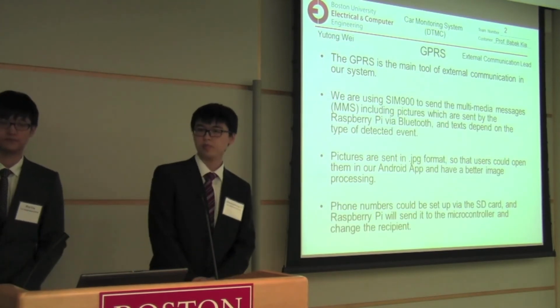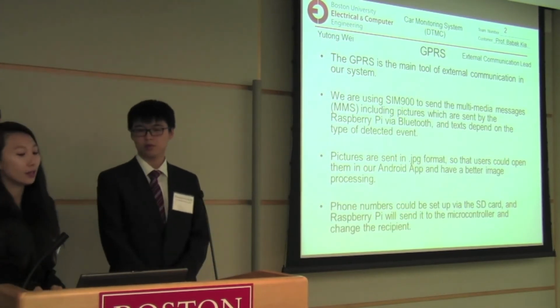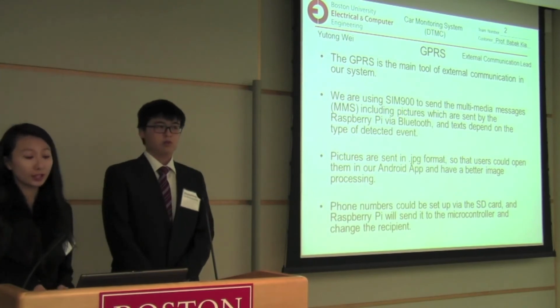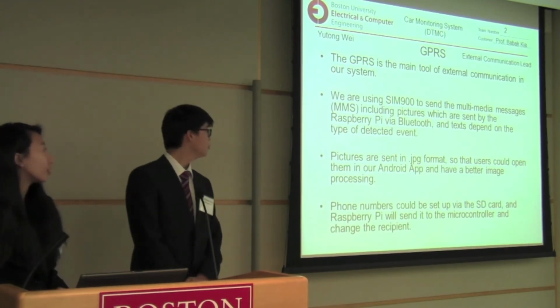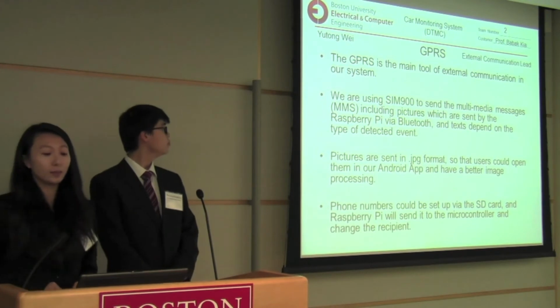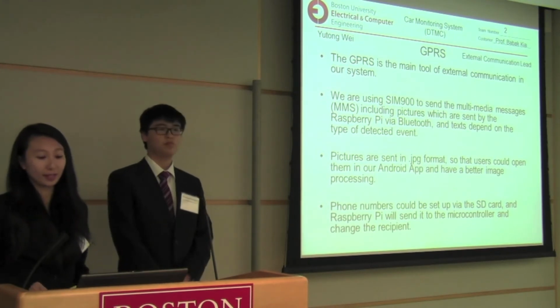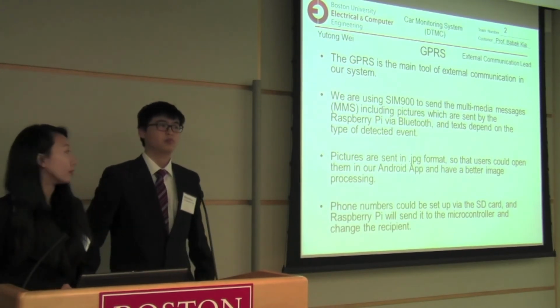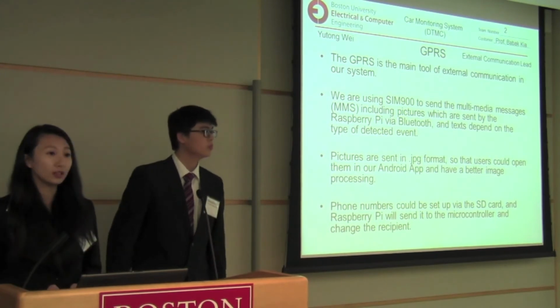Now I will introduce the GPRS part. It is our main tool for external communication. We chose the SIM900 to send a multimedia message because it has good performance in sending this kind of message. The multimedia message we send includes two parts.